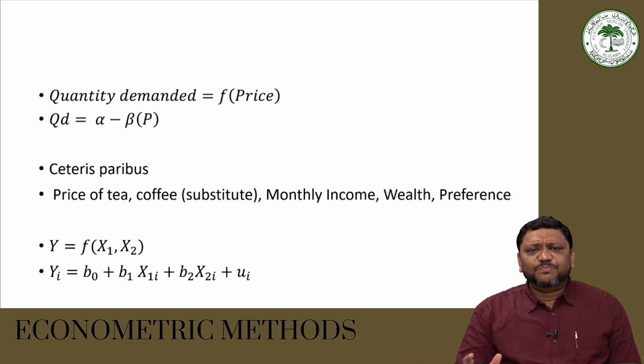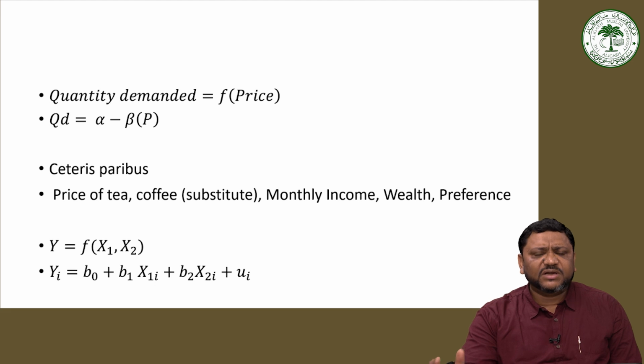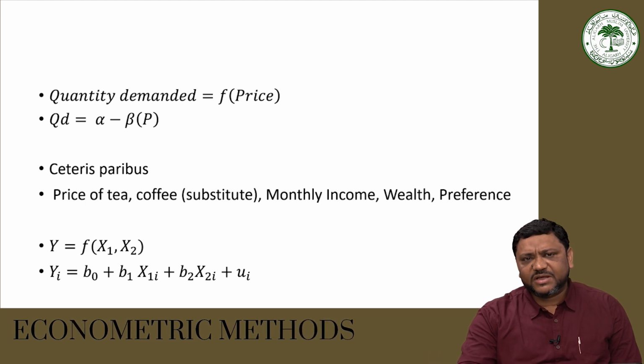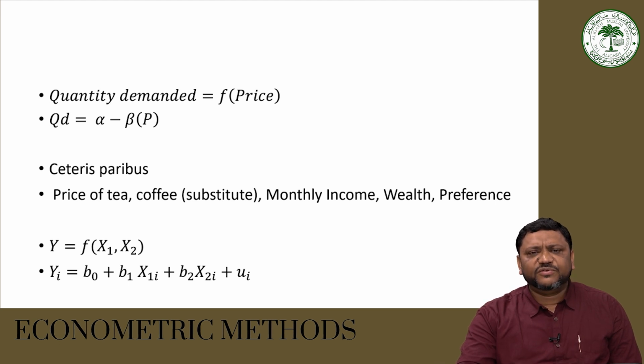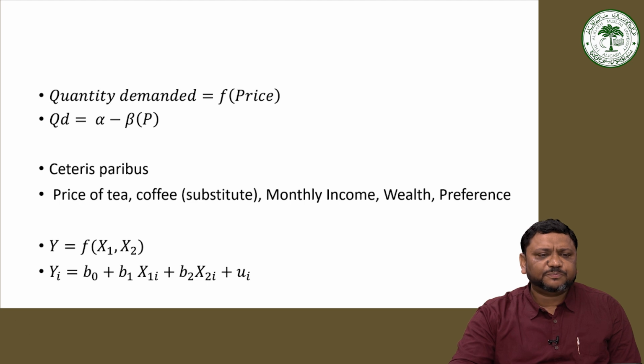If we take a simple model wherein there is only one explanatory variable, like quantity demanded is a function of price, then we are ignoring many things. If we are discussing the demand for tea, then we are ignoring things like the price of a substitute, that is coffee, the monthly income, the wealth condition of that person, and the tastes and preferences. So we need to incorporate many of these. If we need to incorporate these items, we have to move from bivariate to multivariate regression.